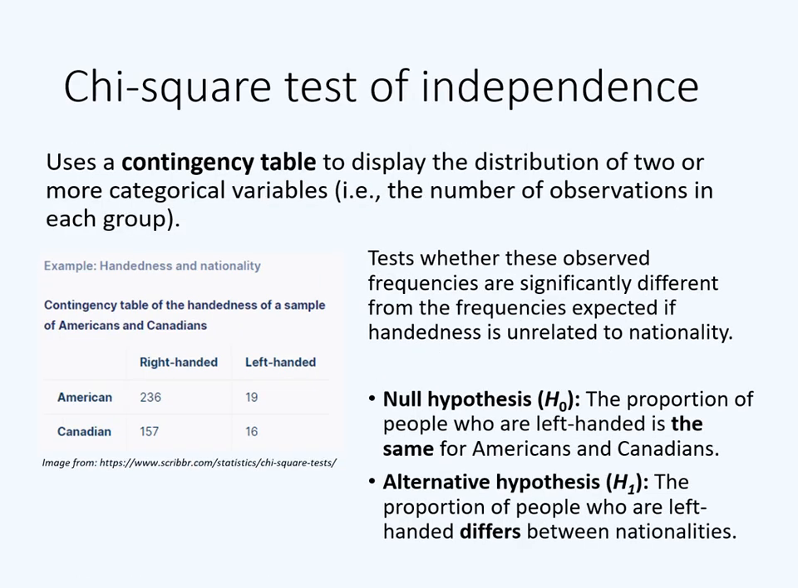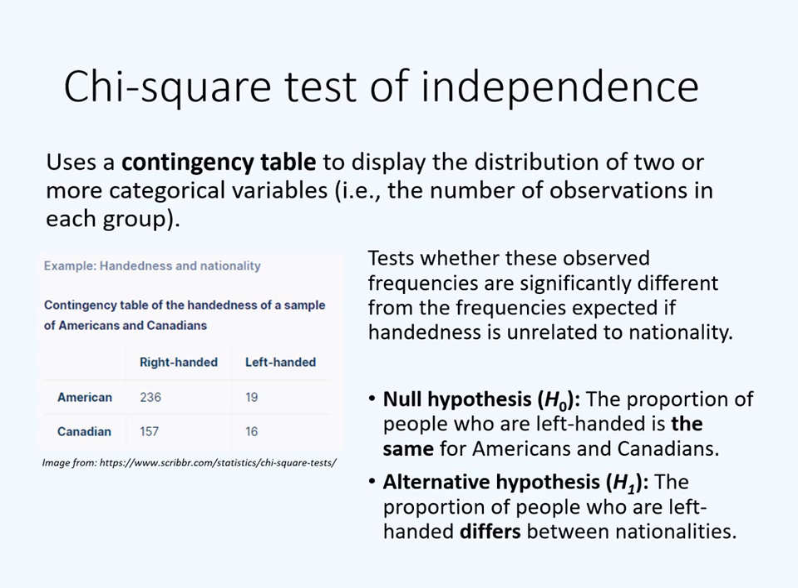The chi-square test of independence uses a contingency table to display the distribution of two or more categorical variables. In this example, we want to find out whether there are different proportions of left-handed people depending on nationality. In other words, we're testing whether handedness is contingent on nationality.